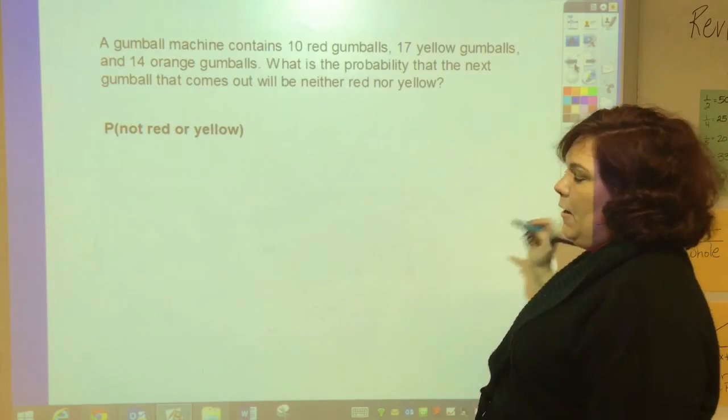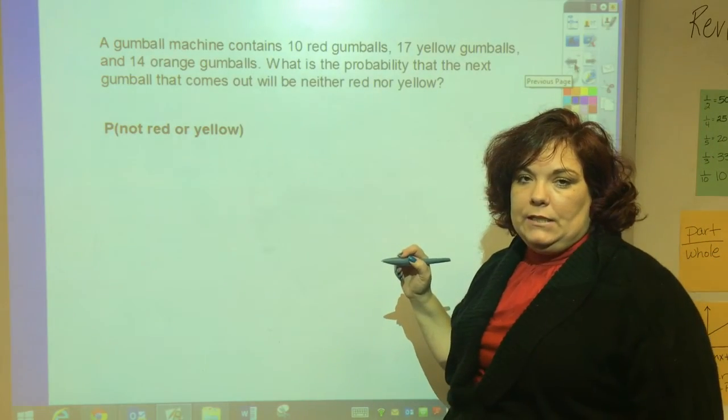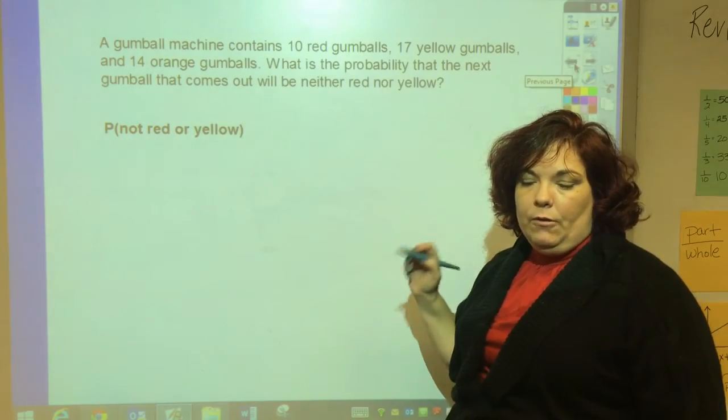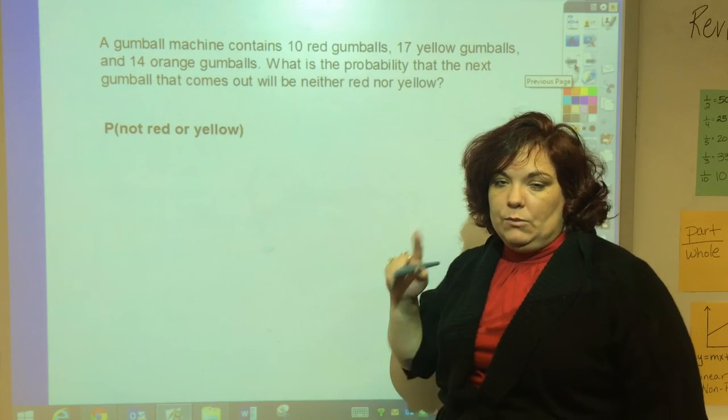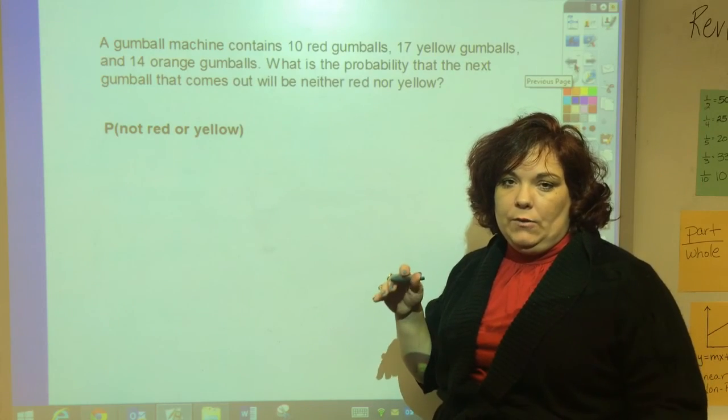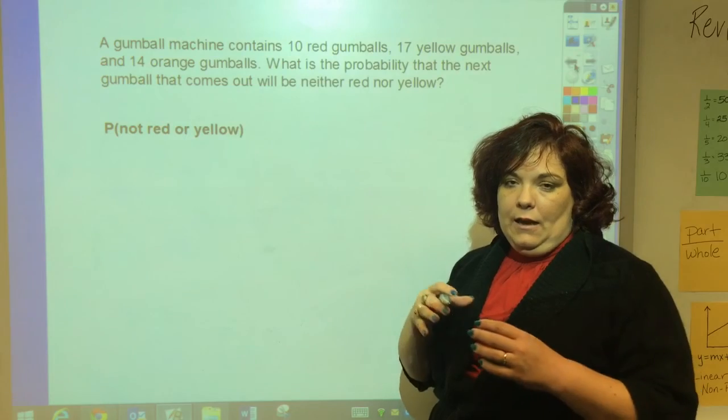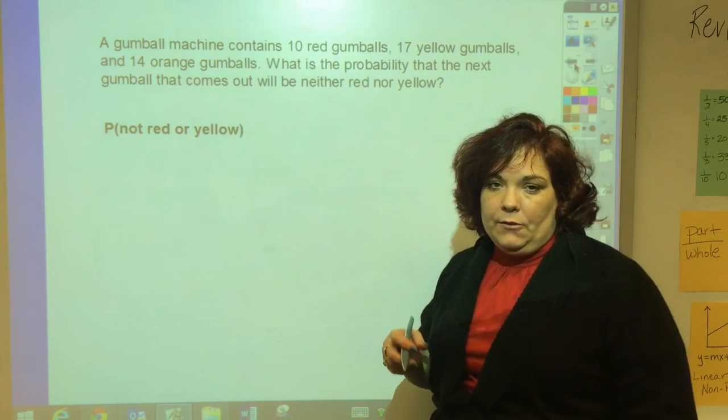So I hope that helps you understand simple probability or probability of simple events. Just one thing happening, not two. Just taking what you want to happen out of the total number of outcomes.